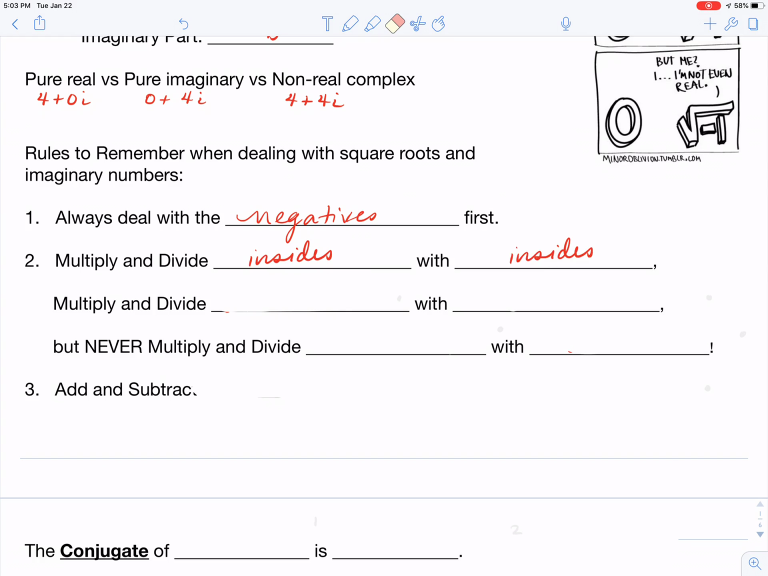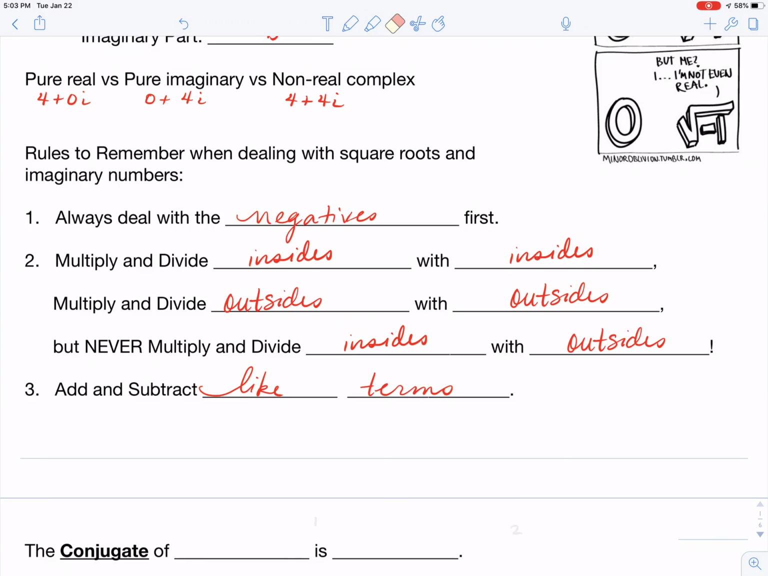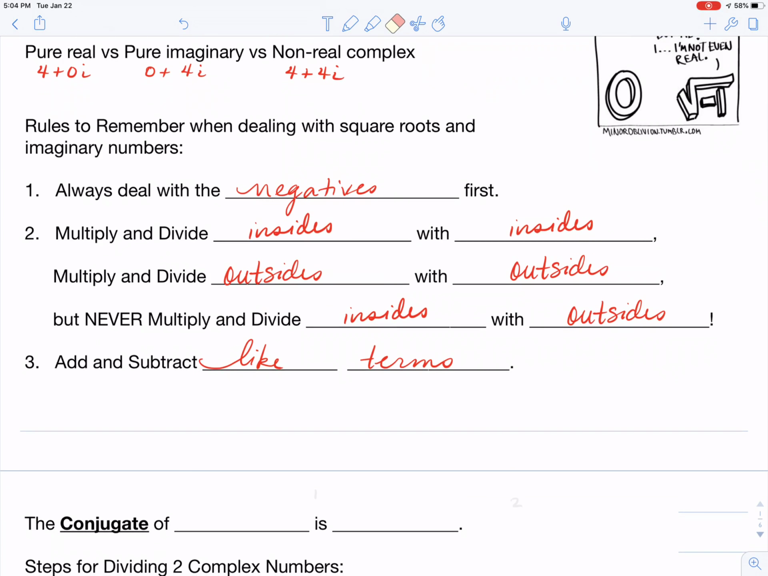You're allowed to multiply and divide outsides and outsides, but you are never going to be allowed to multiply insides with outsides, ever. Thirdly, you always want to add and subtract like terms. Always add and subtract like terms. So we will deal with those rules a good bit when we get into the examples that we have during class.